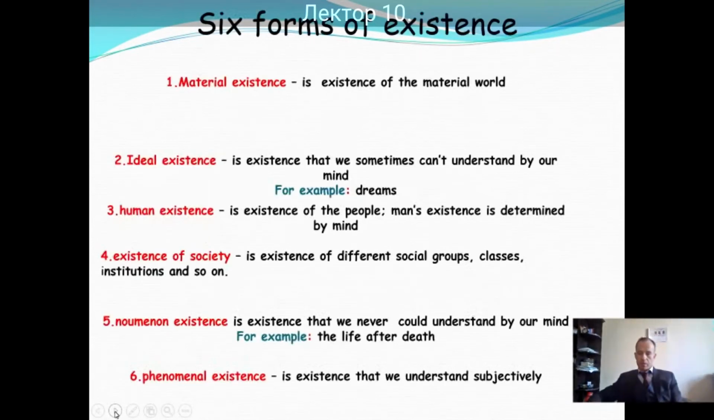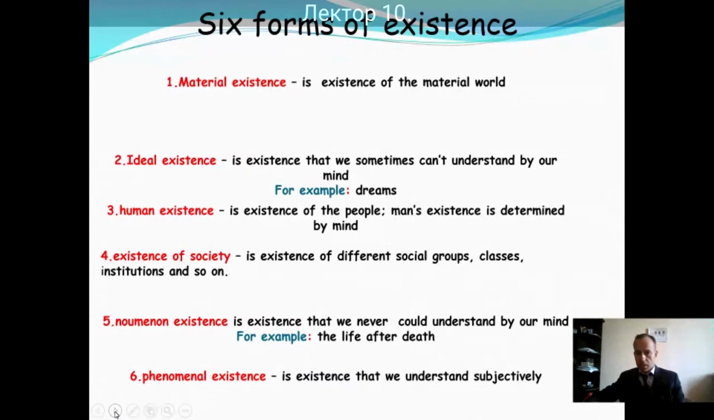So, if we talk about existence, we need to describe its basic forms. There are several basic forms of existence, six forms if we count them. Let's talk about them. The first one, material existence. This is the existence of the material world. This form of existence is often used in the philosophy of materialism when there is a necessity to describe the world around us.